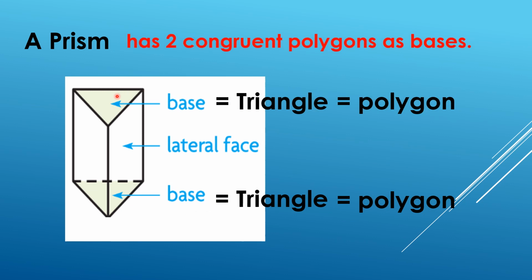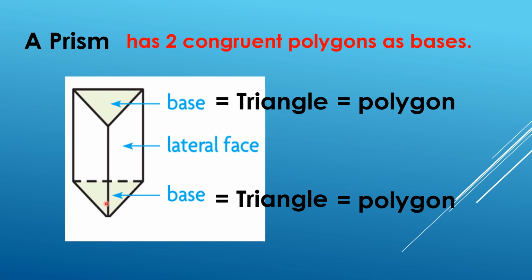So if I want to define a prism, I say a prism has 2 congruent polygons as bases. Where are they? It's the upper side and it's the lower side. So the bases are congruent. This is a prism. Now how do I name this prism? It's not enough to say it's a prism. The easy thing about this lesson is that I will name the prism according to the shape of its base.